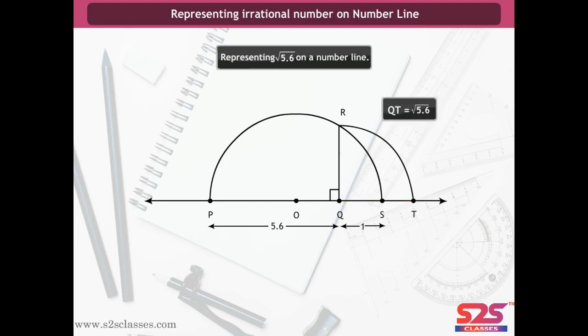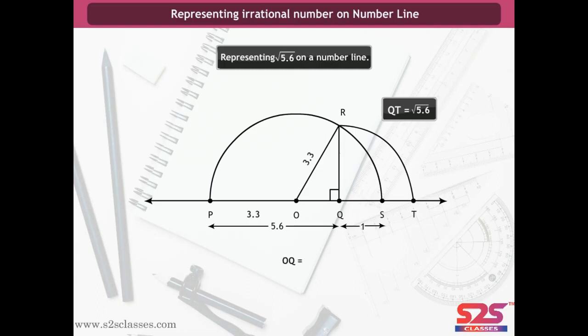Let us justify this construction. PS is equal to PQ plus QS is equal to 5.6 plus 1 is equal to 6.6. PO is equal to half of PQ, that is 6.6 by 2 is equal to 3.3 units. We know that PO is equal to OR because it is the radius of the semicircle. Thus OR is equal to 3.3 units.